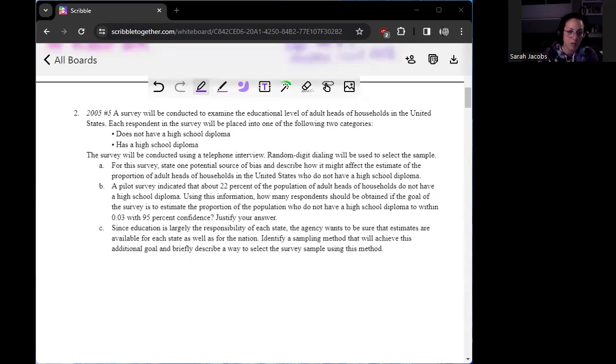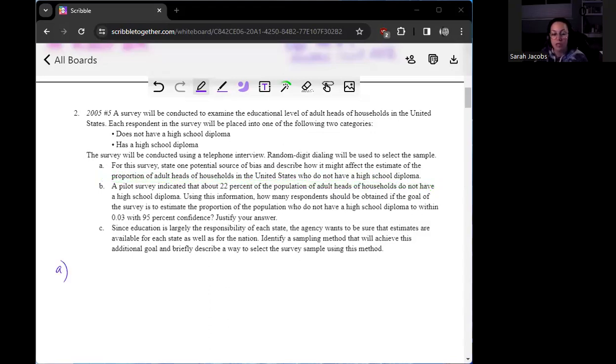So, a survey will be conducted to examine the educational level of adult heads of households in the United States. Each respondent in the survey will be placed into one of two categories: does not have a high school diploma and has a high school diploma. This survey will be conducted using a telephone interview. Random digit dialing will be used to select the sample. Part A says, for this survey, state one potential source of bias and describe how it might affect the estimate of the proportion of adult heads of households in the United States who do not have a high school diploma.